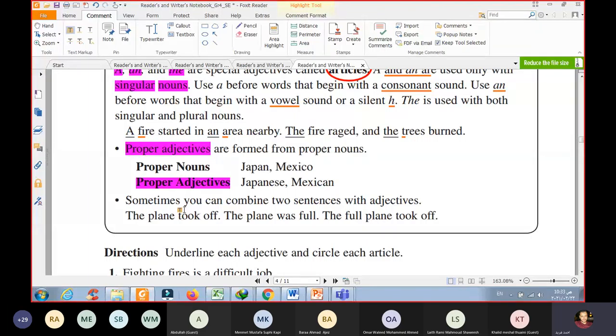Continue, Abdullah, where are you? Yes, sometimes you can combine two sentences with adjectives. The plane took off, the plane was full, the plane took off. The full plane took off. Okay, let's go. Sometimes you can combine two sentences with adjectives. The plane took off, the plane was full. Or the full plane took off.